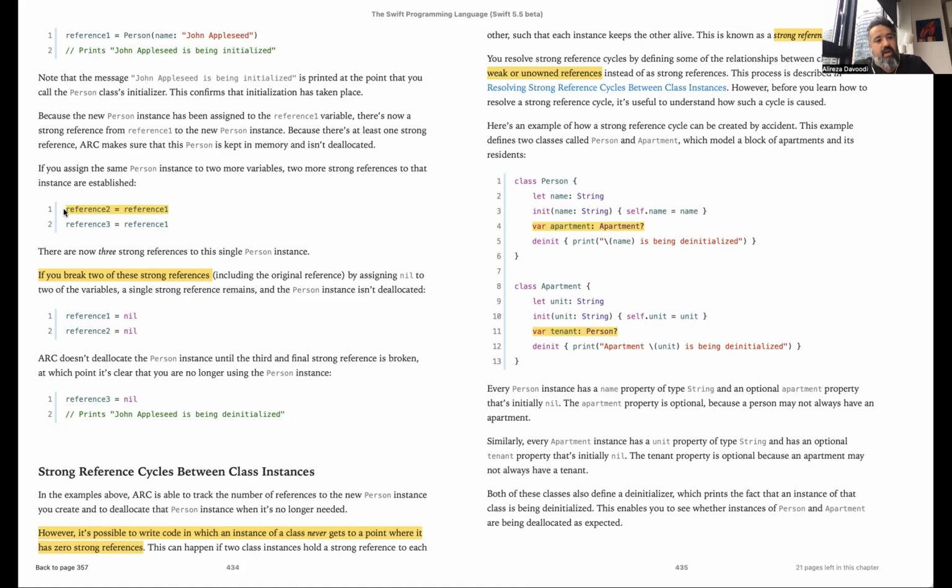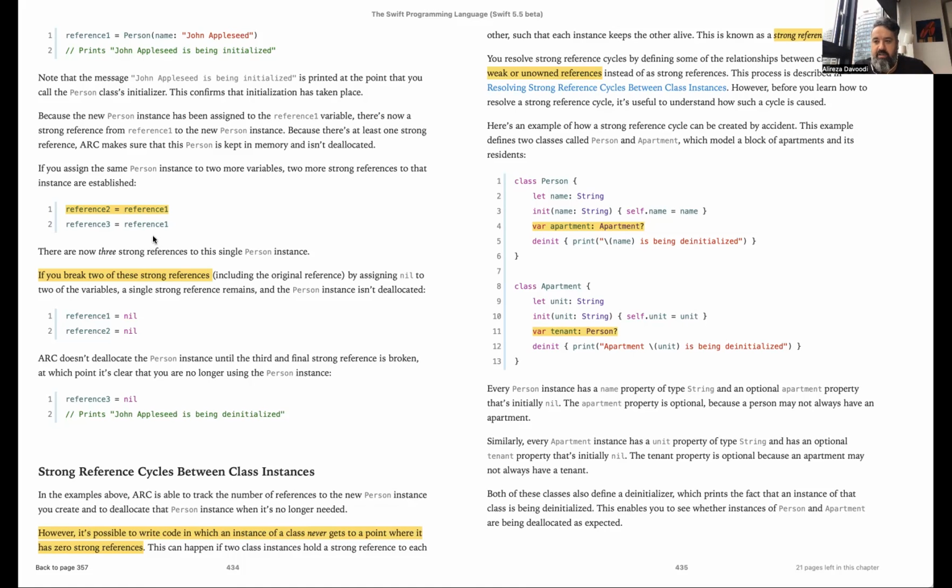If you say reference 2 equal to reference 1, you're adding another reference referring to the same location of the memory. So the reference count, RC, of this instance becomes 2. And when you say reference 3 equal to reference 1, then you're adding another reference to the same location of the memory. So the reference count becomes 3.